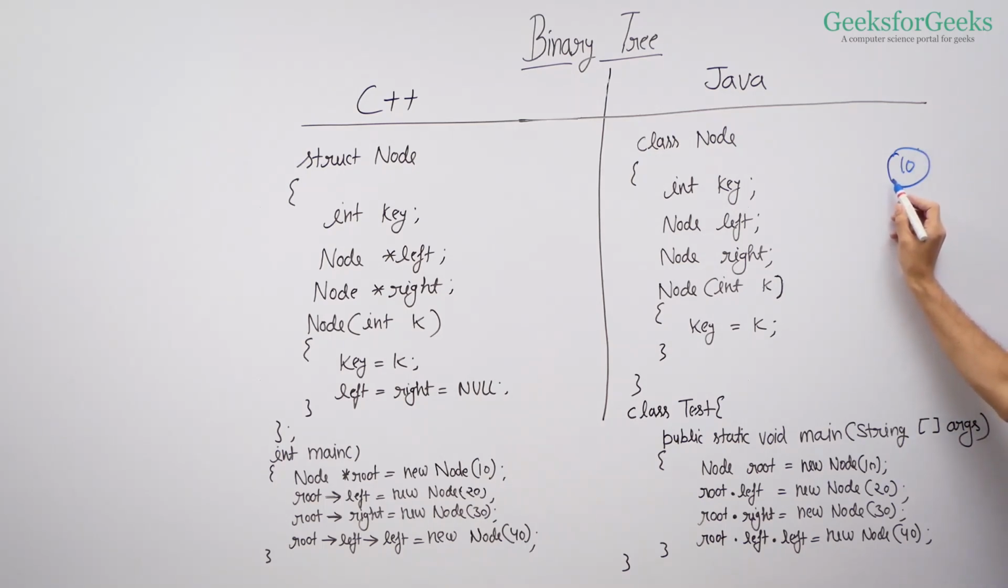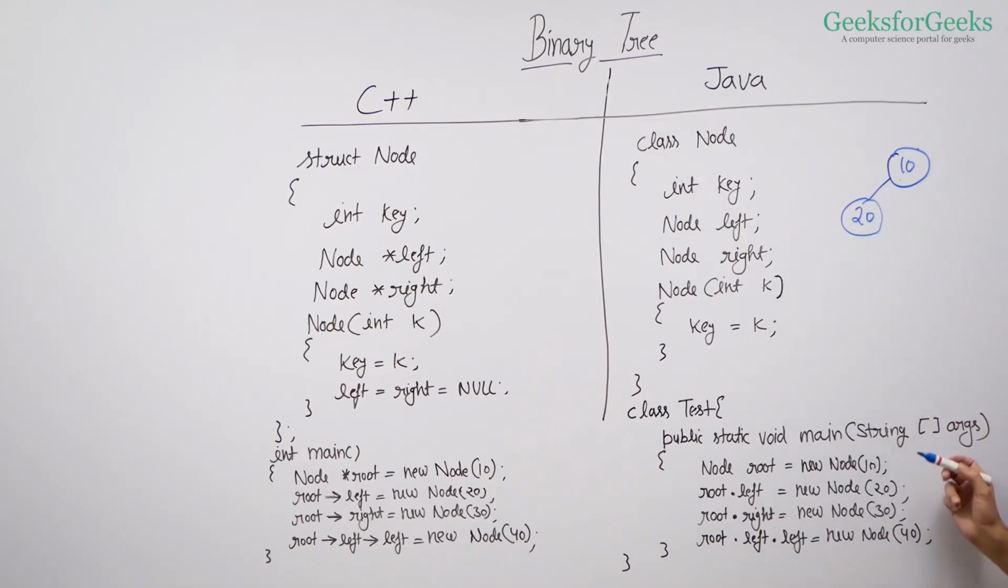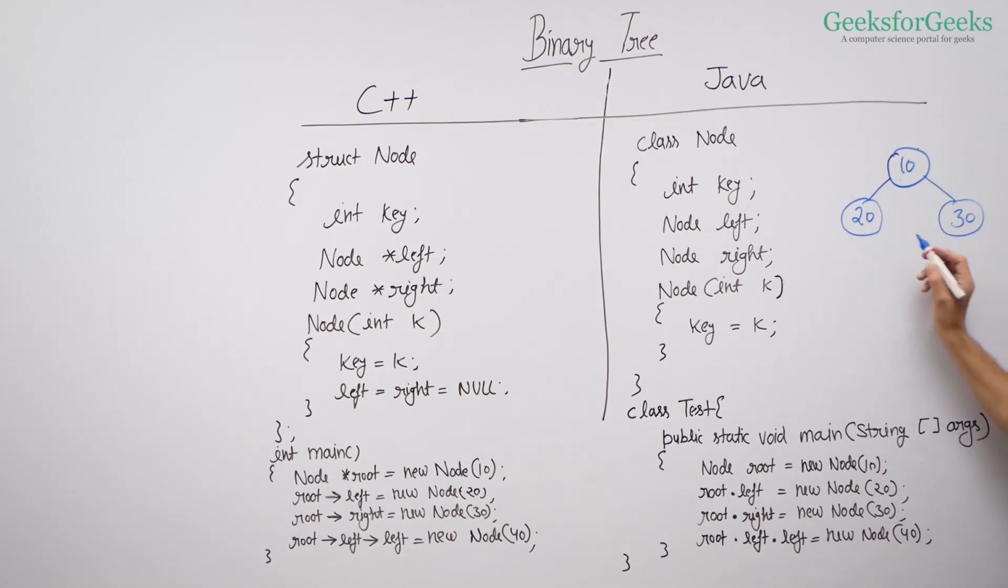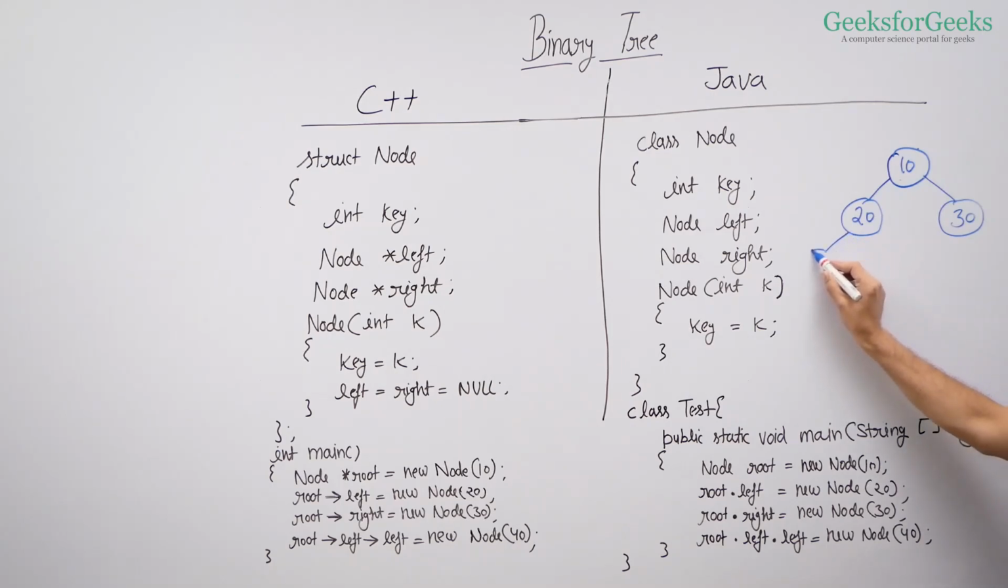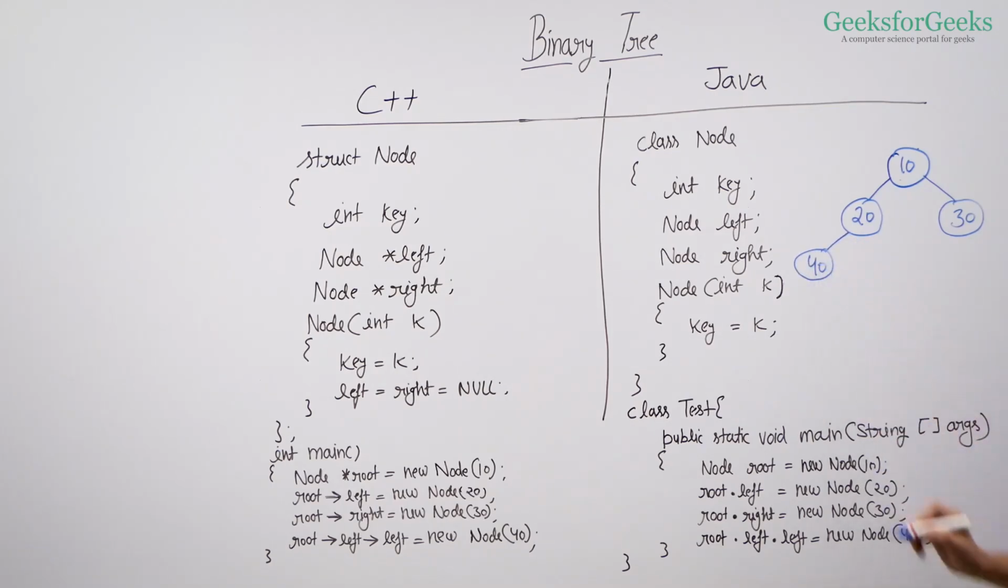Then we create a left child of it in the next line and we connect it with this root node. Then we create a right child of it in the third line and we connect it with this node. We make root.right or root arrow right equal to the new node. Then we create left's left child and we connect it with the left and we have its value as 40. So this is the tree which is created by main functions written in both the languages.